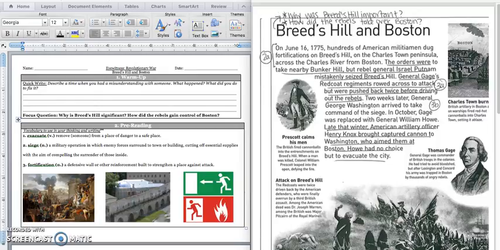But before we get started, we have a quick write. It says, describe a time when you had a misunderstanding with someone. What happened and what did you do to fix it? Press pause to write down your answer and play when you're ready for the focus question.